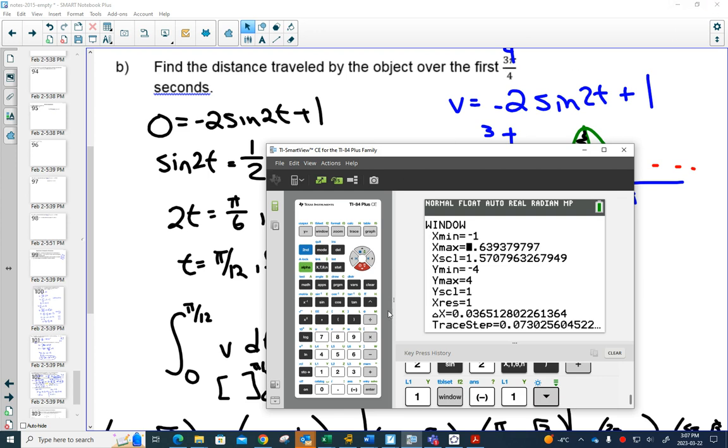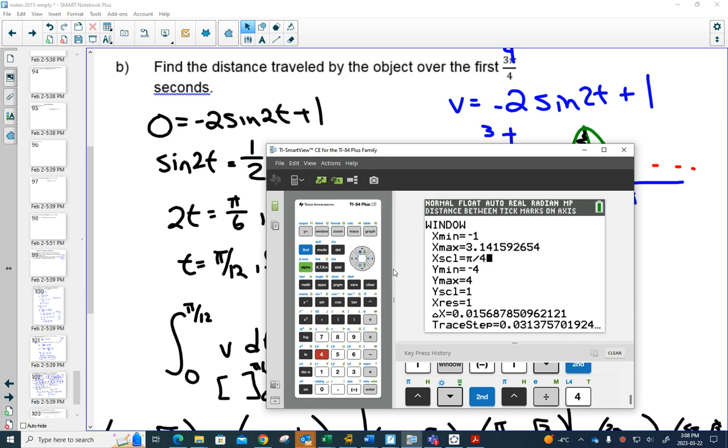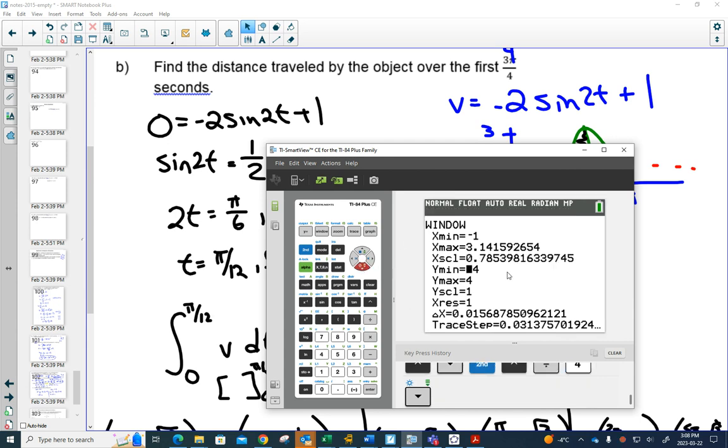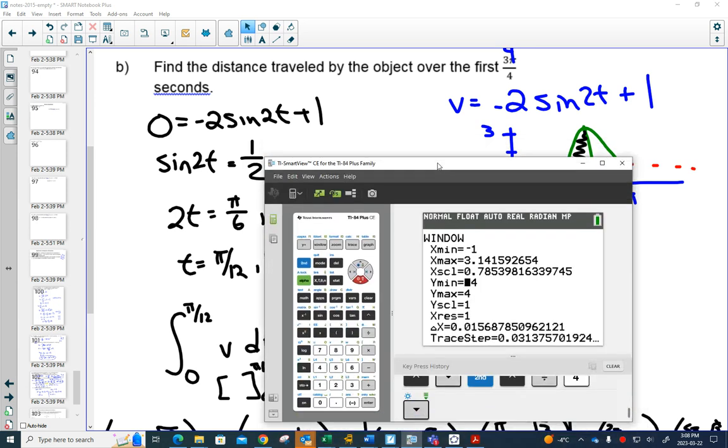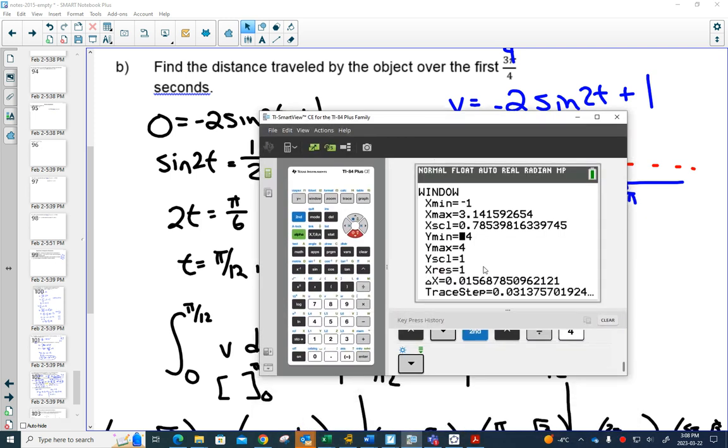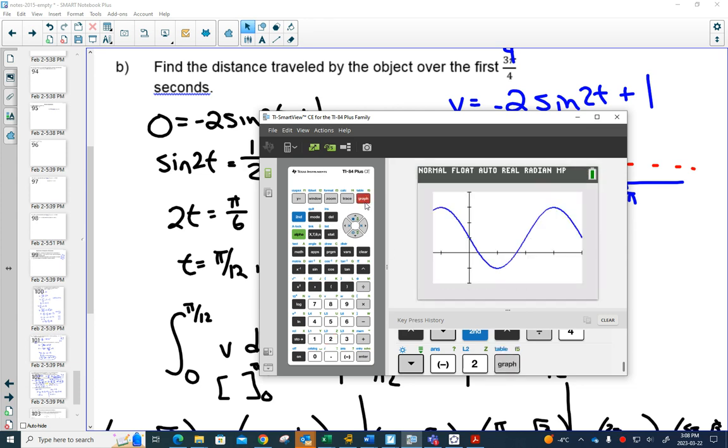3 pi over 4, maybe I will just go a little bit further and go pi. If I make my scale pi over 4s, that might be nice. And as far as our graph, because we drew it here, we need to see from -1 to 3. So if I go from -2 up to 4, this should give a nice little bit of a graph. Okay?